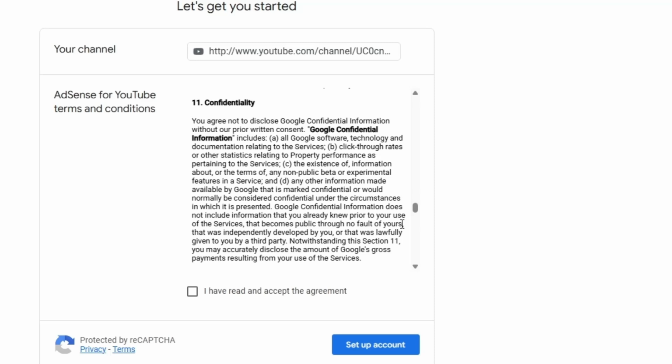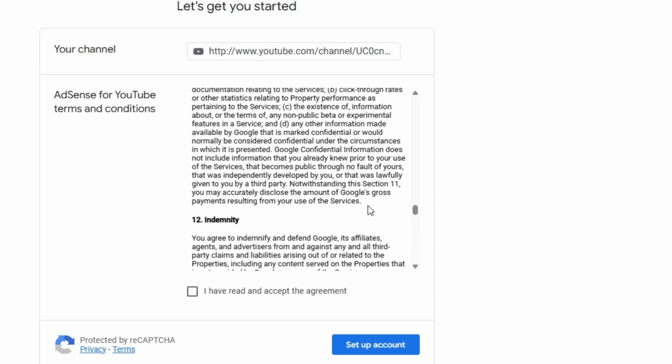Google confidential information does not include information that you already knew prior to your use of the services, that becomes public through no fault of yours, that was independently developed by you, or that was lawfully given to you by a third party. Notwithstanding this Section 11, you may accurately disclose the amount of Google's gross payments resulting from your use of the services.